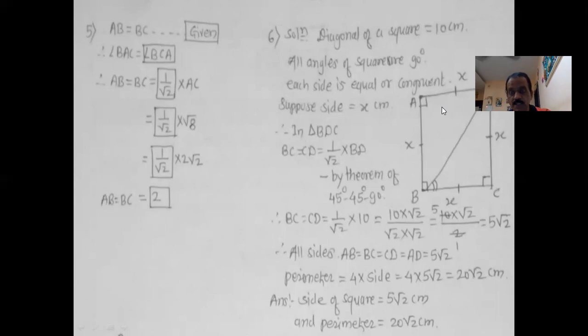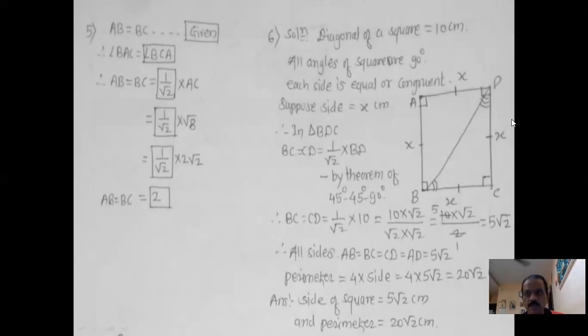The sides of that are congruent. These are given as x, and we draw here the diagonal BD. Now we see in this example, each of the angles of that quadrilateral, that means the square, is 90 degrees. The diagonal of the square is equal to 10 centimeter, and each angle of that square is 90 degrees.